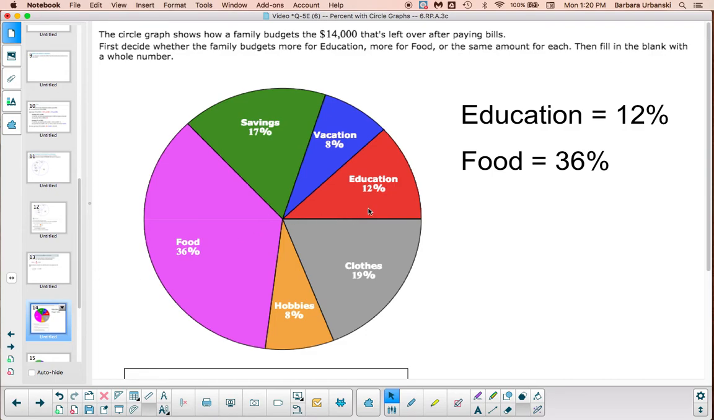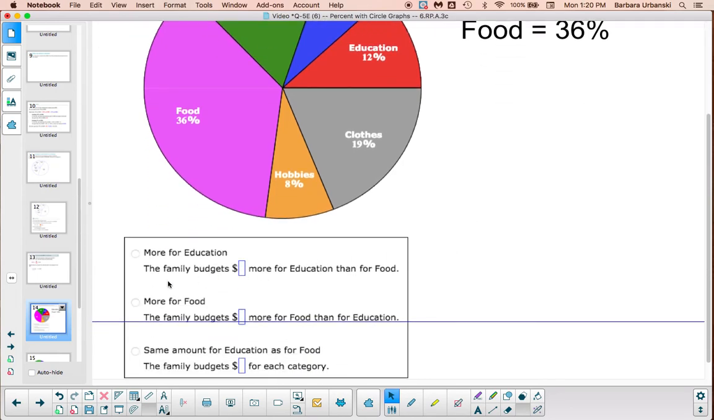Education, you can see, is 12%. Food is 36%. Well, it's pretty obvious that they're spending more for food than education. So you would fill in the blank, more for food, and then you would fill in your number here. And let's take a look at how you'd get your work.